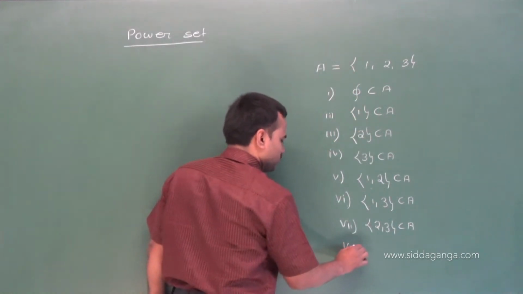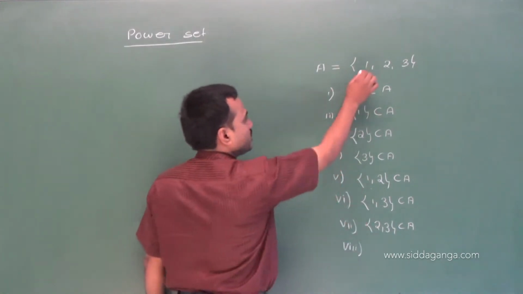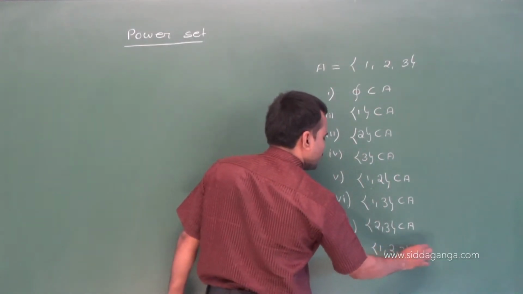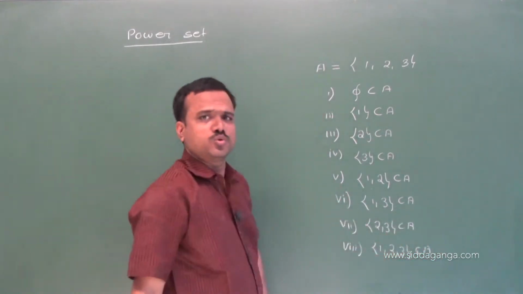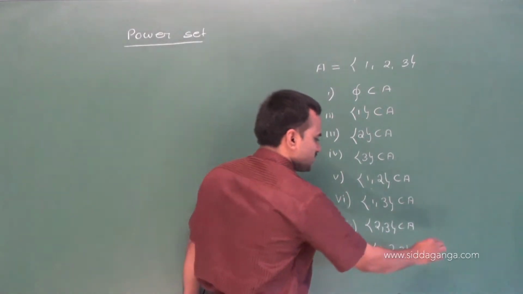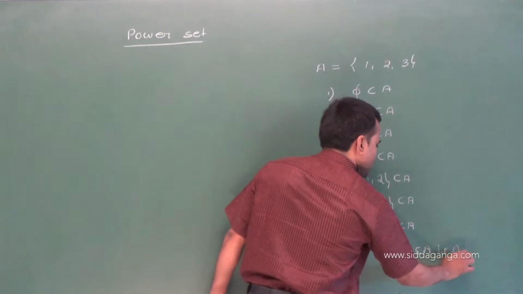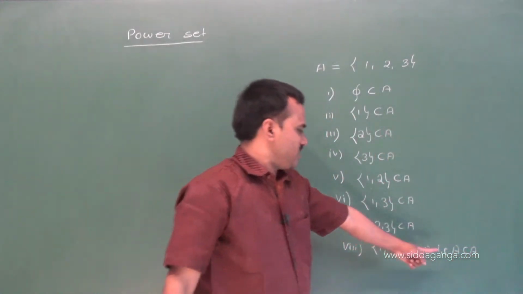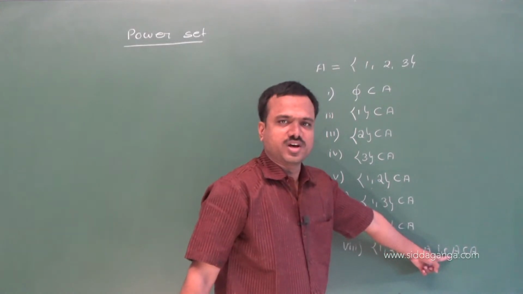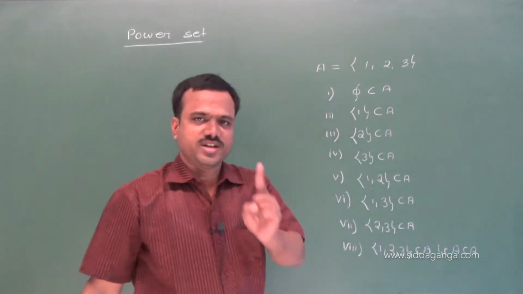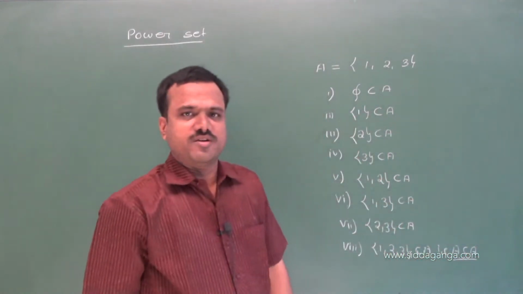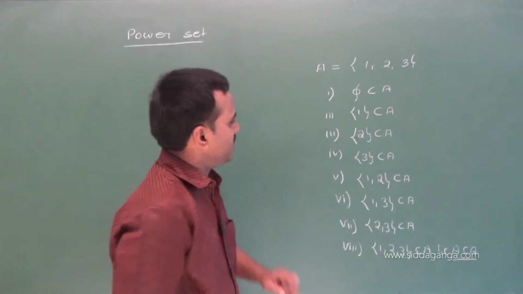And the eighth one: {1, 2, 3} is a subset of A. That is, A is a subset of A itself. That also we discussed in the last class. Every set A is a subset of itself. Every set is a subset of itself.